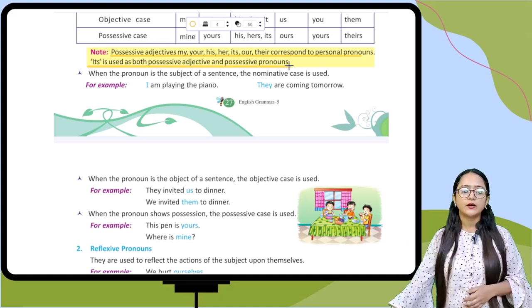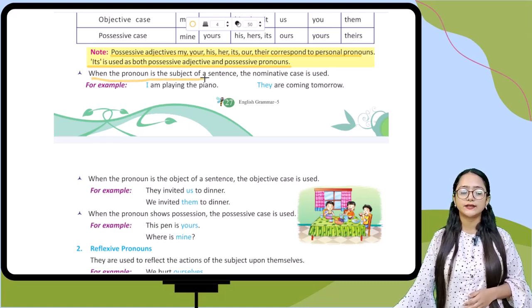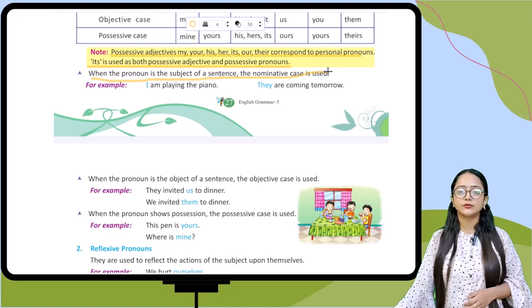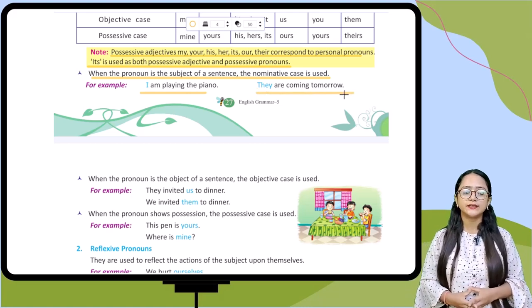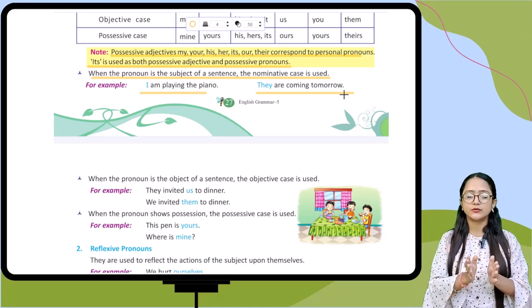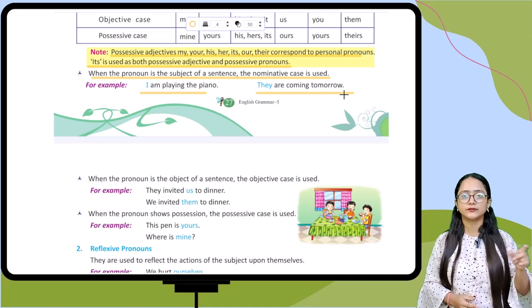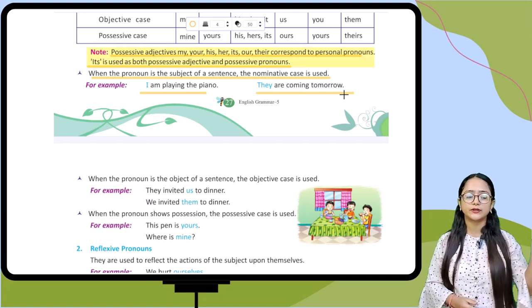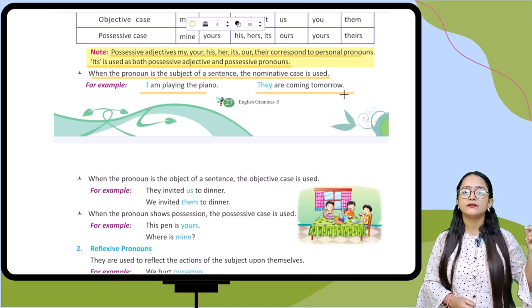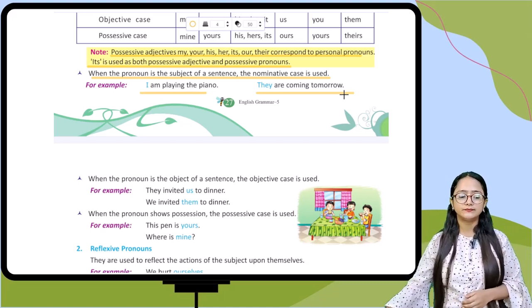Now the next point, when the pronoun is the subject of a sentence, the nominative case is used. For example, I am playing the piano. Next one, they are coming tomorrow. So here you can clearly see that when the pronoun is the subject of a sentence, that is the nominative case which we use. The example is I am playing the piano. Here you can clearly see the I, which is the pronoun, in the nominative case.